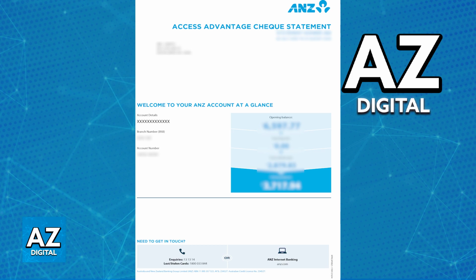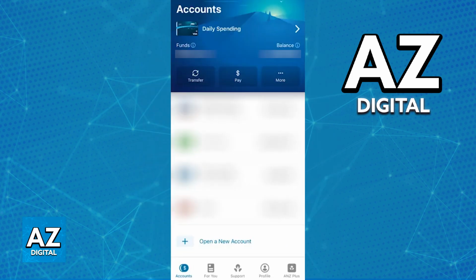You can do this process through ANZ Internet Banking or the method that I'm going to show you in this video through the mobile app. I believe doing it on the mobile app is by far the most convenient way.